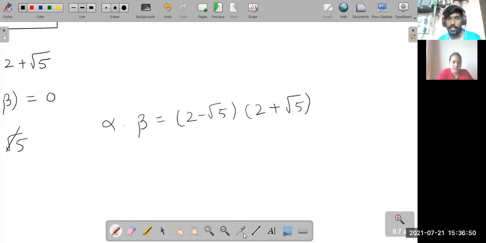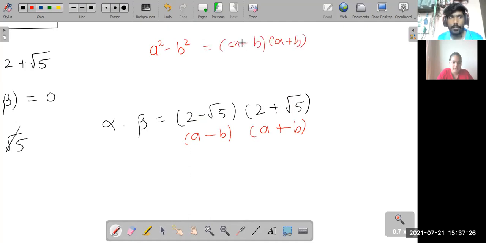Now, if you note one thing, this is of the form A minus B, A plus B. So what formula to use? What is the formula of A minus B, A plus B? Can you tell me? A square minus B square. Yes, A square minus B square, correct. So let's use this formula.